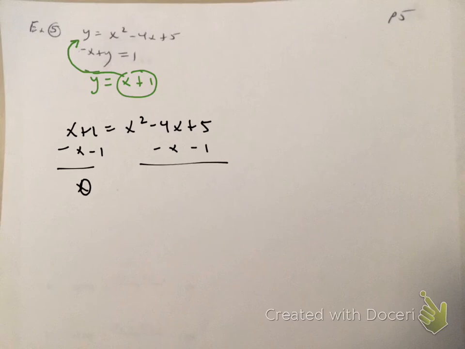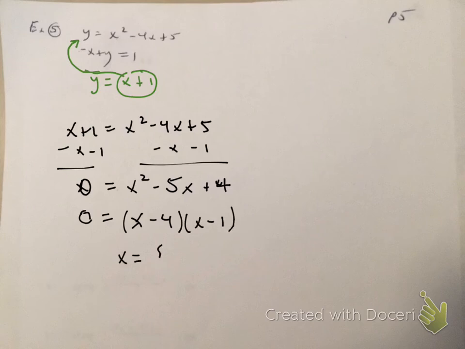Whoops, I get 0 on the left side. I miss having you watch me make silly mistakes, fixing them for me. So we'll just have to find them as we go. And this is going to be factorable. This is going to be x minus 4 times x minus 1. So I get two possibilities for x. It's going to be 4 and 1.